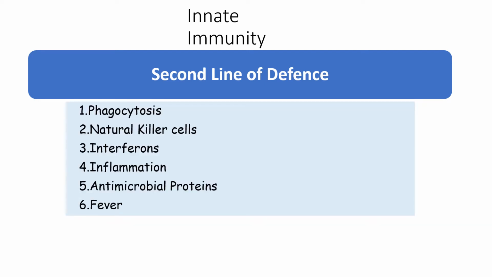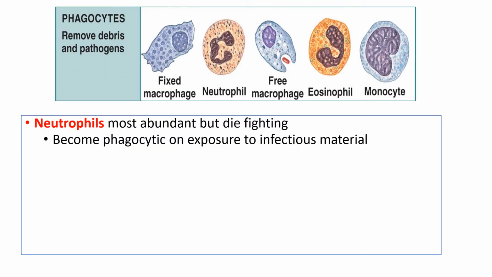So whenever there is a compromise in the first line of defense, what is the next step? The next step that protects our body from any infection is the second line of defense, and that is formed by phagocytes and the different types of antimicrobial proteins which are present. The inflammation, interferon, and even fever can act as a second line of defense. Now, a large number of pathogenic organisms and any inanimate particulate matter are removed from the body by the process of phagocytosis, which is nothing but to eat up, and it is carried out mainly by the neutrophils or the macrophages.